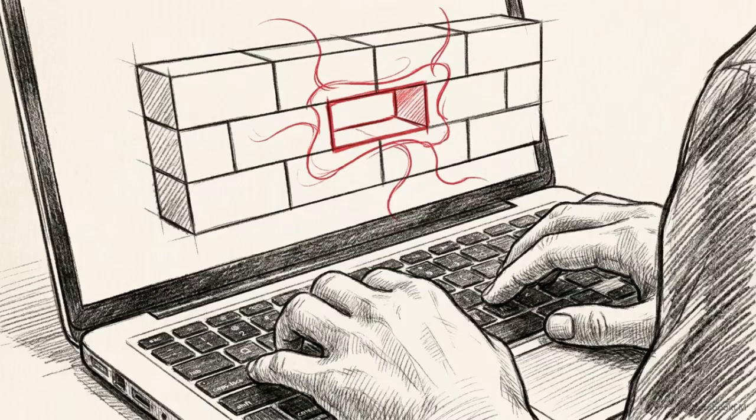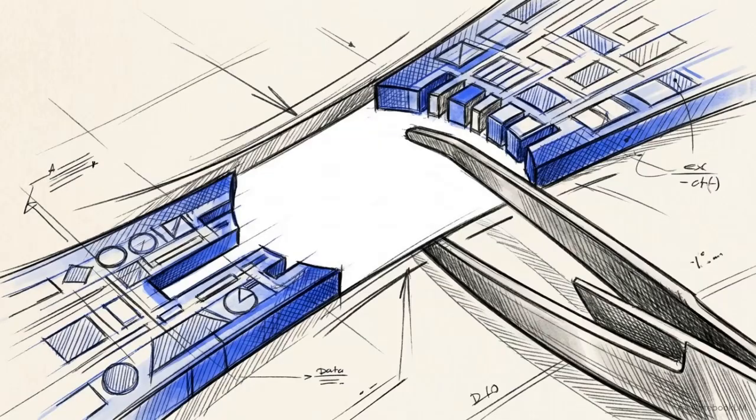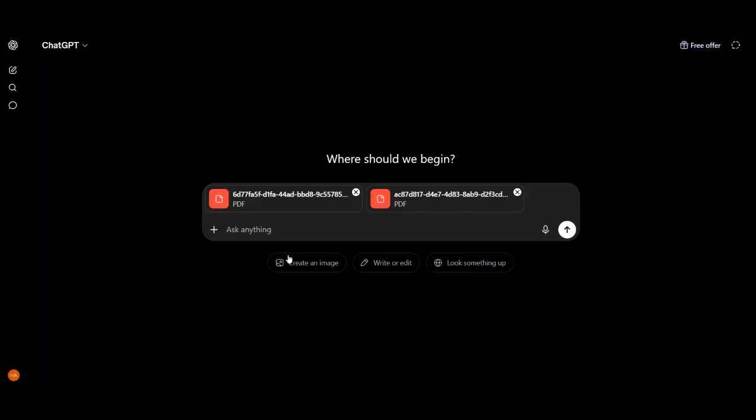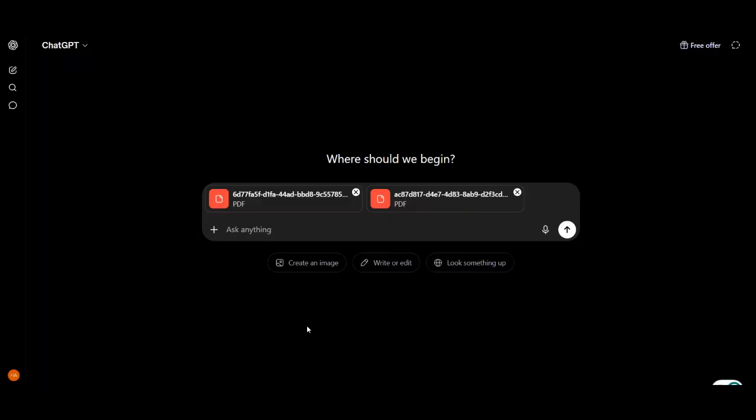The problem isn't your brain. The problem is that traditional literature reviews are designed for consumption, not ideation. Today, I'm going to show you how to shift from reading papers to aggressively stress testing them using AI. Not to write your paper for you, but to find the hidden gaps the authors themselves didn't see.